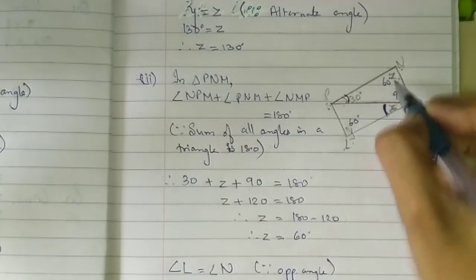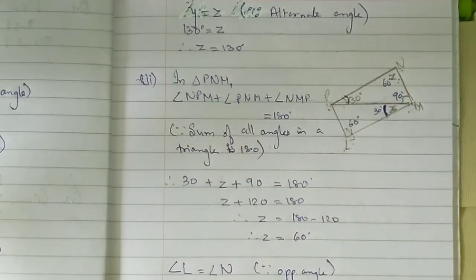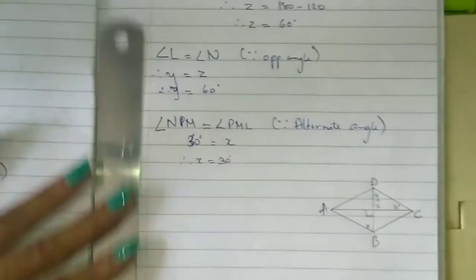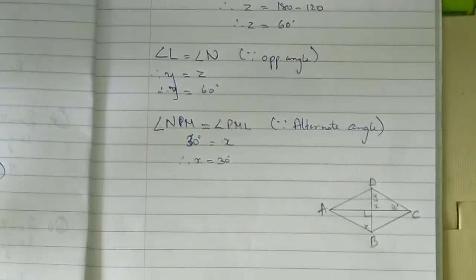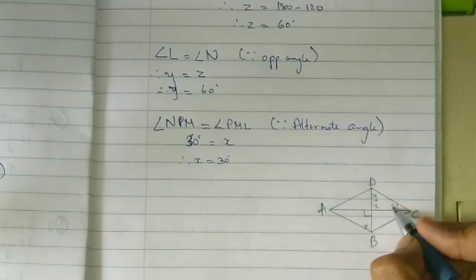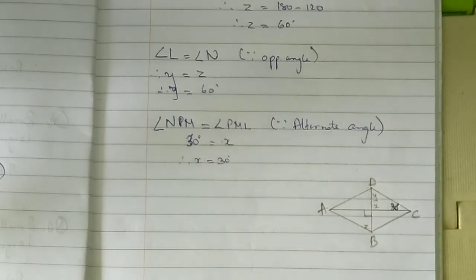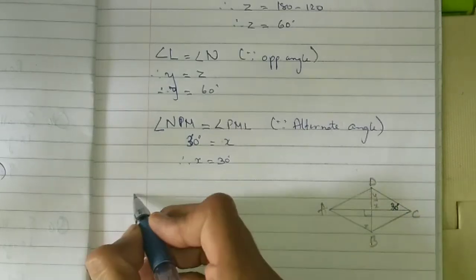Here also write 30, x equal to 30 degree. Next, find. Here one angle is given which is 30. Okay, this one is 30 degree and we have to find out this x, y and z.